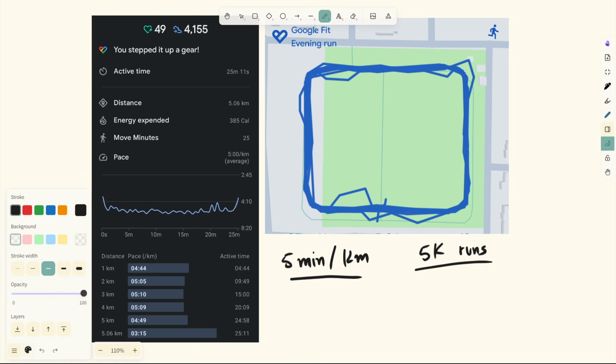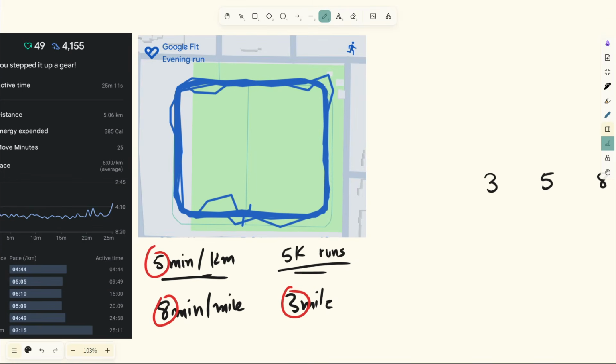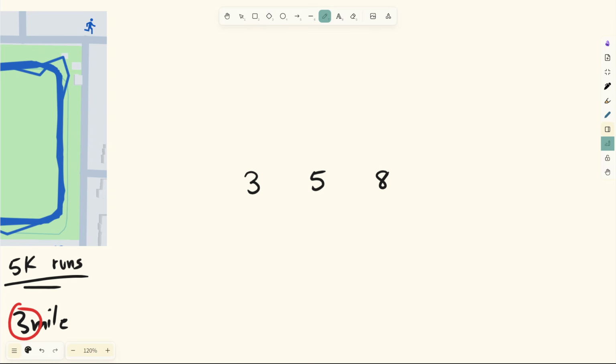So usually when I do my 5K runs, I try and maintain a pace of about 5 minutes per kilometer for my 5K. And for Imperial viewers, that's about 8 minutes per mile for a 3 mile run, more or less. Now, you would notice that there's some oddly round numbers here, right? 8, 3, and 5. And you would notice another pattern with these numbers, which is that 3 plus 5 equals 8.